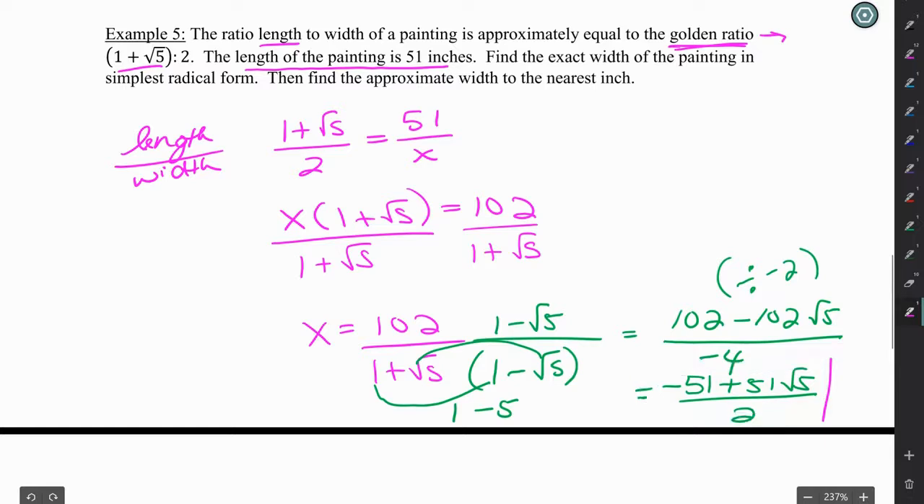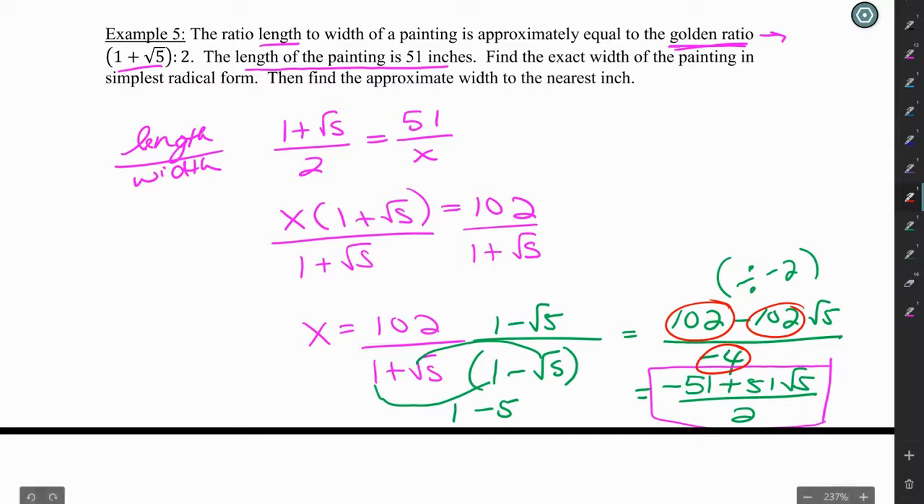Now, something super important happened here. I could only simplify because 102, 102, and 4 all shared a common factor. If they didn't all share a common factor, then we would not have been able to simplify. So all 3 numbers have to share that common factor to simplify. So that's the width of the painting in simplest radical form.